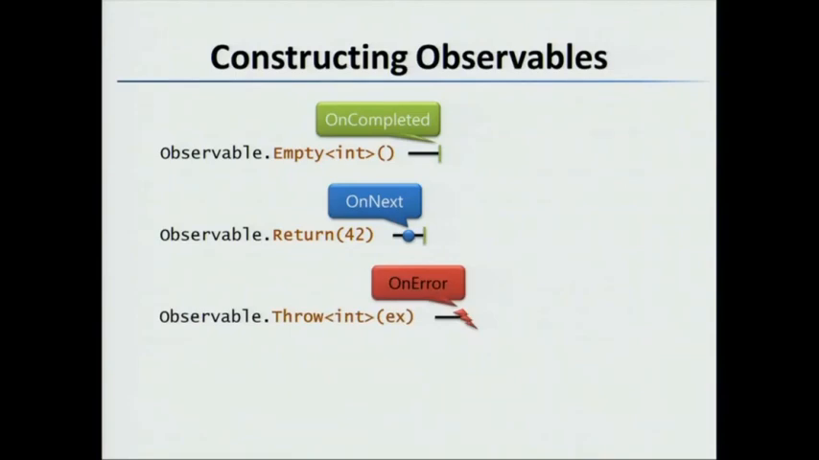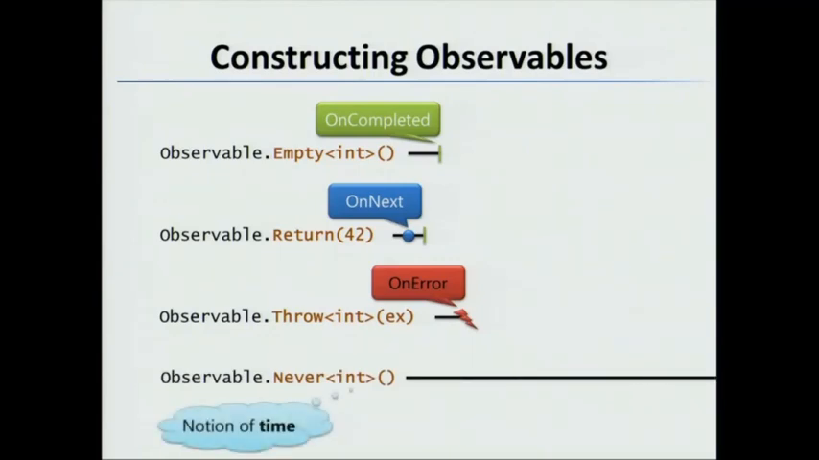Throw creates an observable sequence that just has an on-error message in it, and never creates an observable sequence that has nothing, no messages in it at all. And so it never returns. And it's actually pretty useful. Perhaps you can find a good example of that.